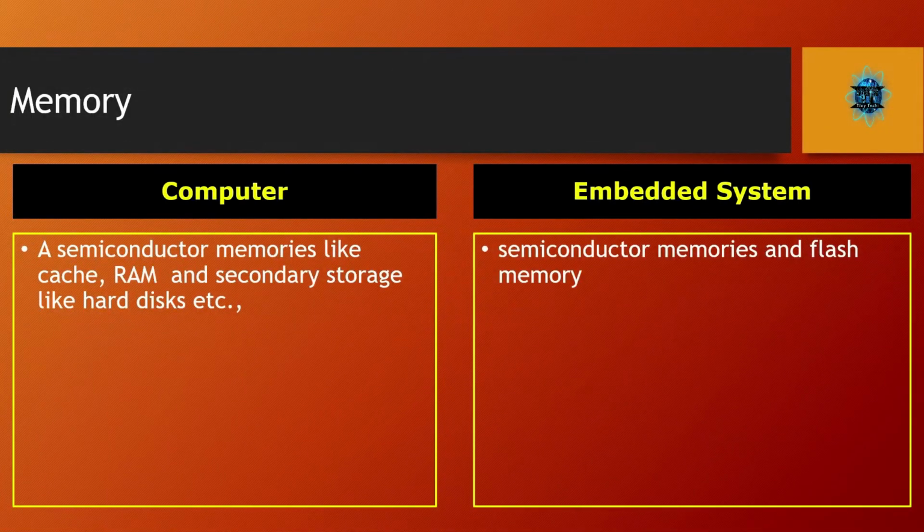The third category is memory. The general purpose system contains large semiconductor memories like cache and RAM. It also contains secondary storage like hard disks, etc. And coming to embedded systems, they use semiconductor memories but do not require secondary memories like hard disk, CD. They sometimes have a special memory called flash memory.